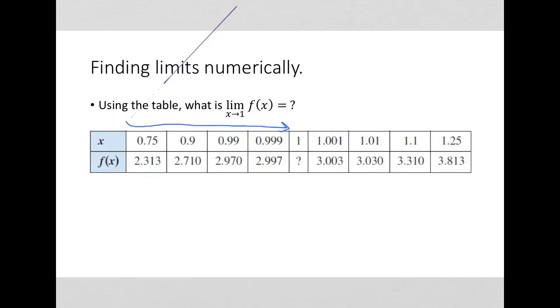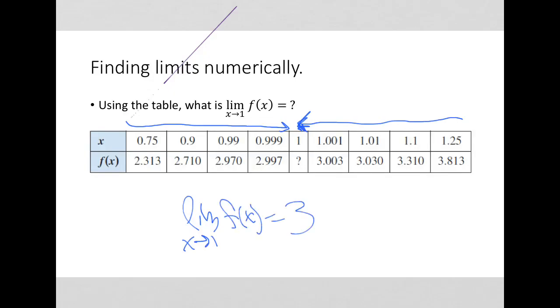And then if you look at the limit from the right as you go to the x value of 1, well, those also look like they're getting closer and closer to 3. So we're going to say that the limit as x goes to 1 of f of x equals positive 3.